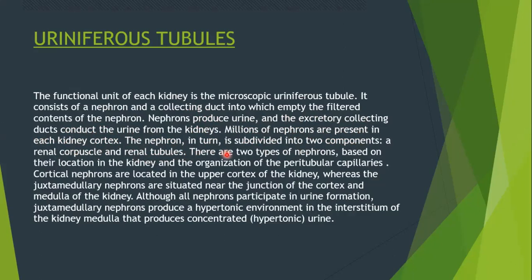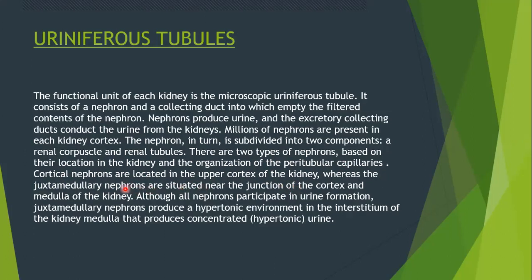And there are two types of nephrons based on their location in the kidney and the organization of the peritubular capillaries. So these two mechanisms will help you to state which type of nephron it is. Using those two, we can have cortical nephrons or juxtamedullary nephrons. Cortical nephrons, as the name suggests, are found in the upper cortex of the kidney, and you'll find some texts which refer to them as the superficial nephrons or the cortical nephrons.